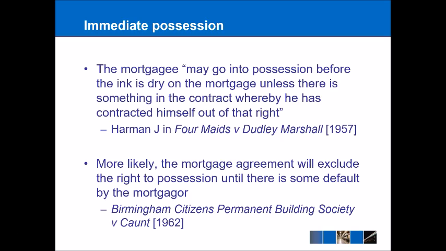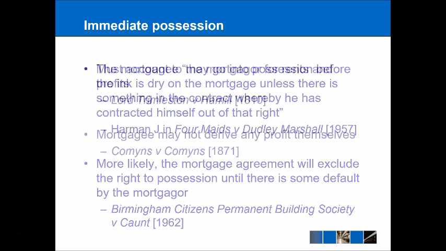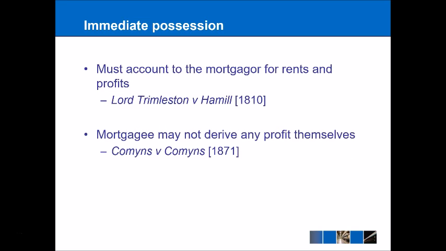So if the mortgagor misses, say, 3 payments on their mortgage, then the mortgage agreement might say, well, in those circumstances, the mortgagee can go into possession. And we saw that from the Birmingham Citizens Permanent Building Society and Cann case in 1962. However, the actual incentive for the mortgagee to go into possession is relatively limited.